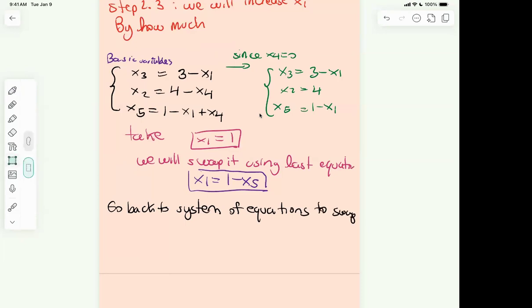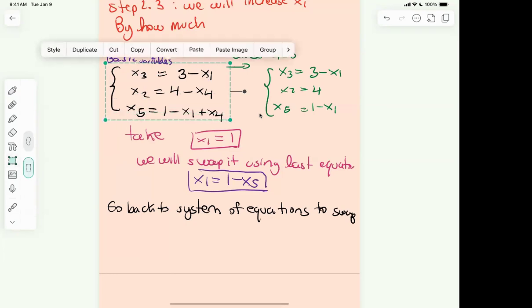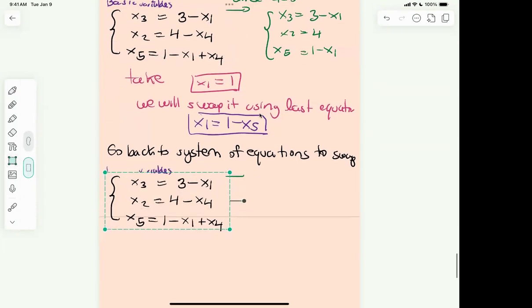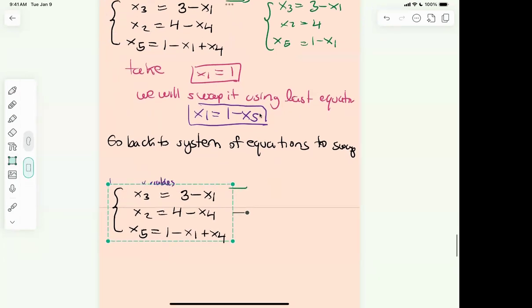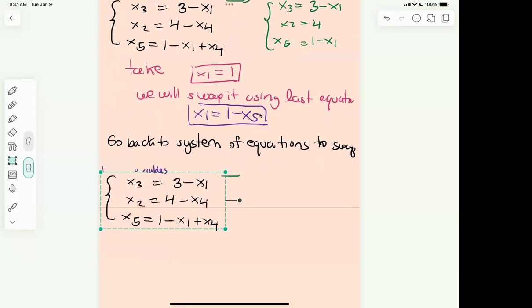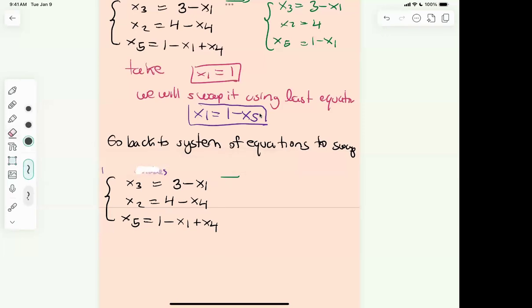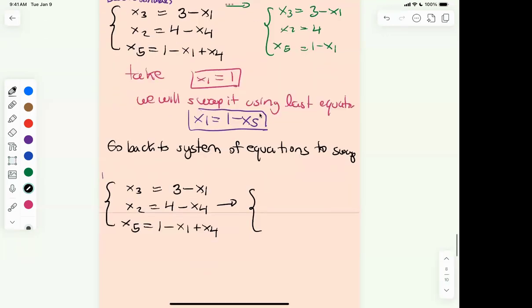So the system of equations was this one, right? This was the system of equations we had. Okay. And so again, in order to swap them, every time you see x1, you replace it with 1 minus x5. So x3 is 3 minus (1 minus x5), right? X2 is 4 minus x4.